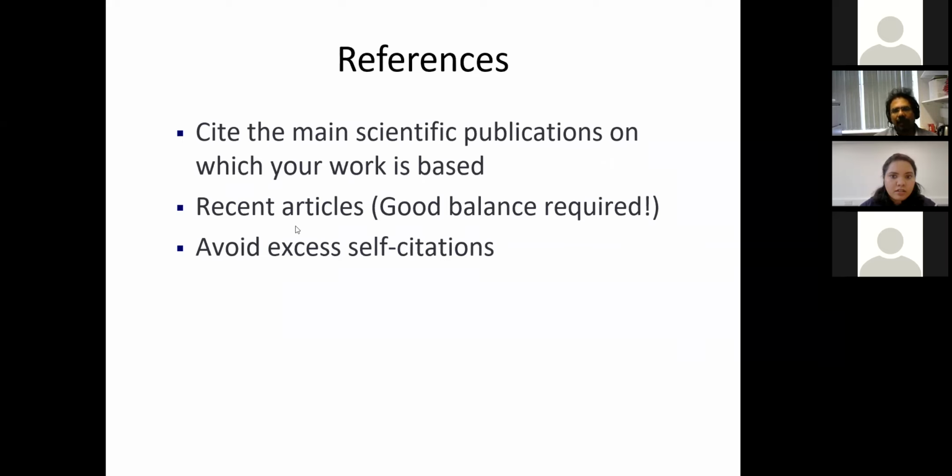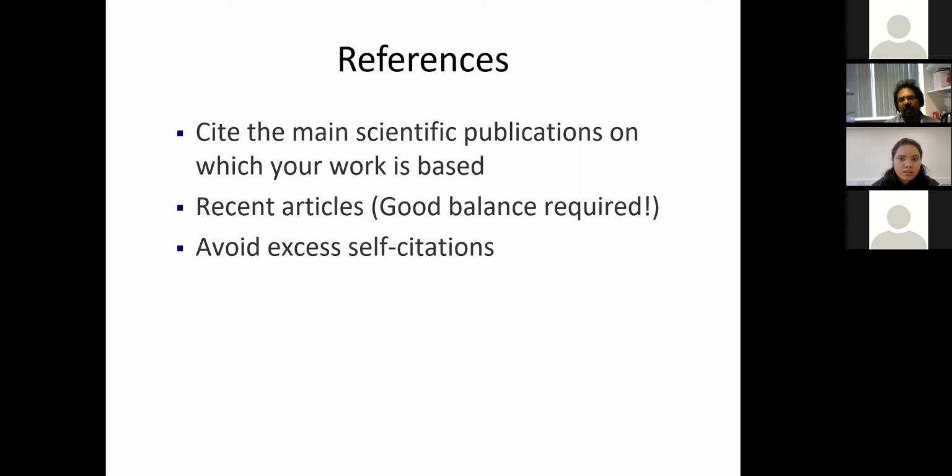But if you write a paper, always avoid excess self-citations. Roughly 5% or 10% are okay. If you write 50 references and 45 are your own, that is not justified. If you have 50, maybe 3 or 4 or 5 are your own, that's okay. There are no rules like that, but generally speaking, it's fine.